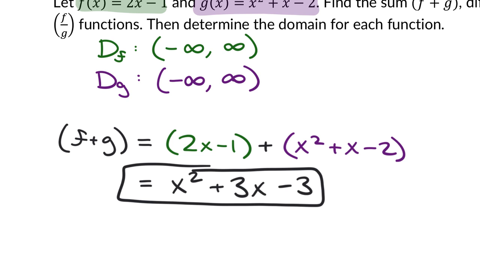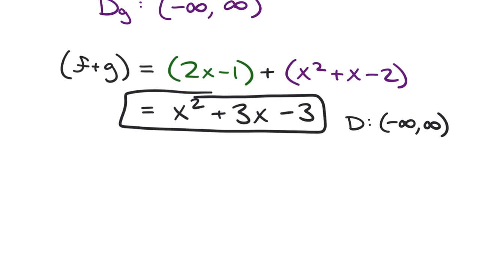We have combined them together. The original functions were all real numbers and all real numbers. What kind of function did we create when we finished? Is there any restriction to a quadratic? No. So the domain of this function is still going to be all real numbers. We didn't create any problems when we did this because all we did was add them together, combining the function.